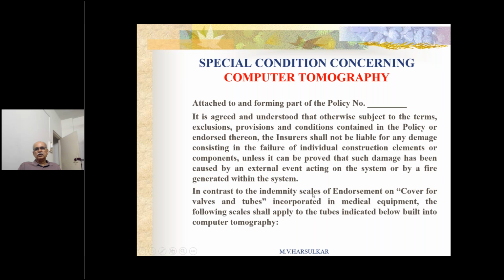In contrast to the indemnity scales of endorsement on cover for valves and tubes incorporated in the medical equipment, the following scale shall be applicable. So here also X-ray tube is involved. Those scales will not be applicable. Basically, CT scanner is a diagnostic equipment, but that scale will not be applicable, but the following scale will be applicable.